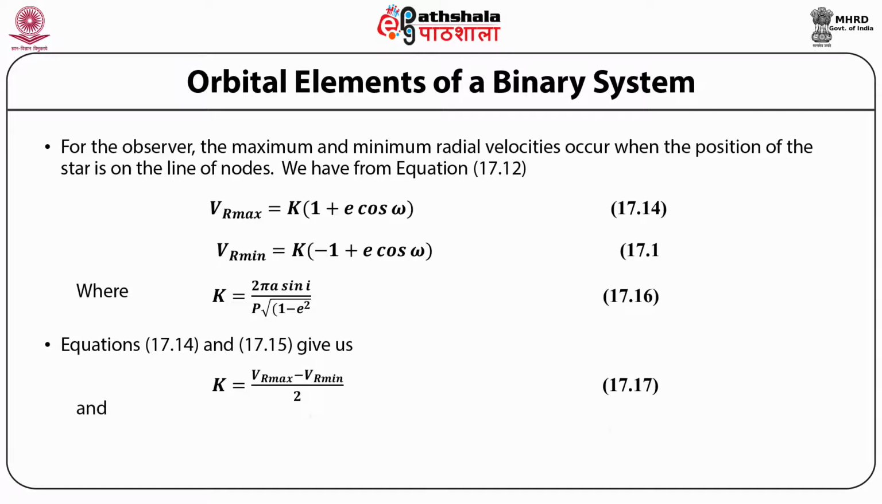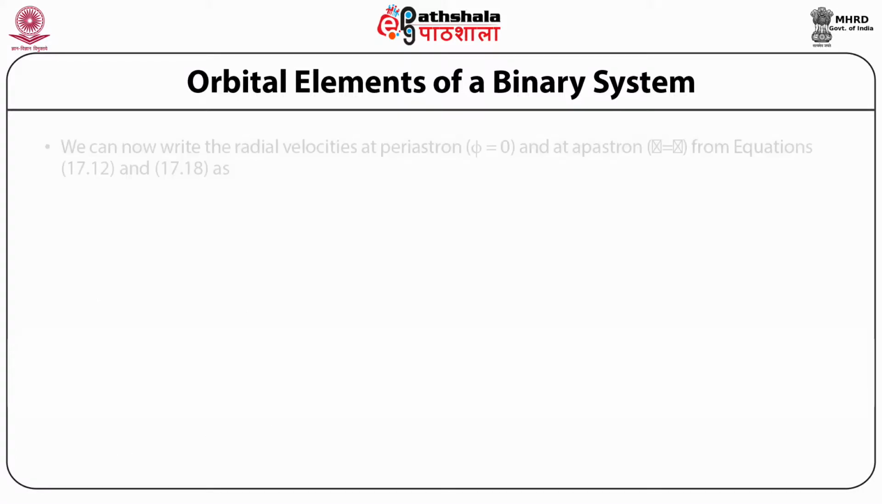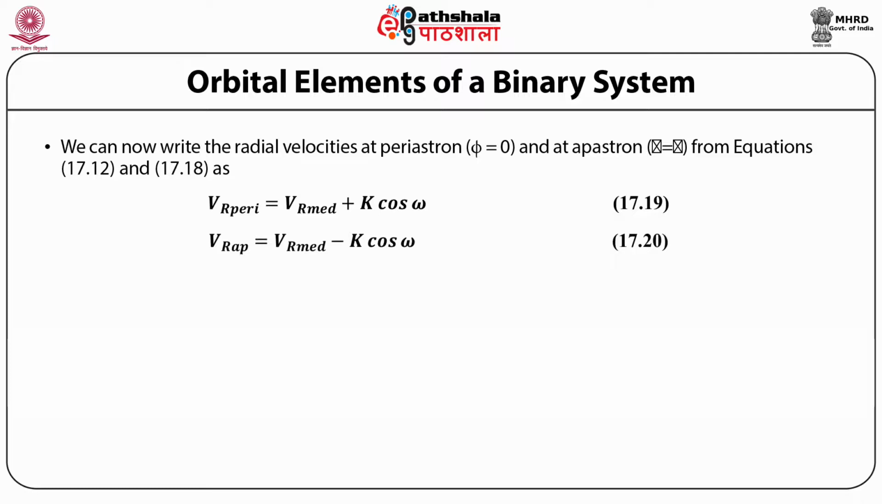Now the equation K e cos omega equal to (Vr max plus Vr min) by 2, and this is represented as Vr med, that is the median radial velocity. So now students, we can write the radial velocities at periastron at phi equal to 0 and apastron at phi equal to pi as Vr peri equal to Vr median plus K cos omega and Vr apastron equal to Vr median minus K cos omega.